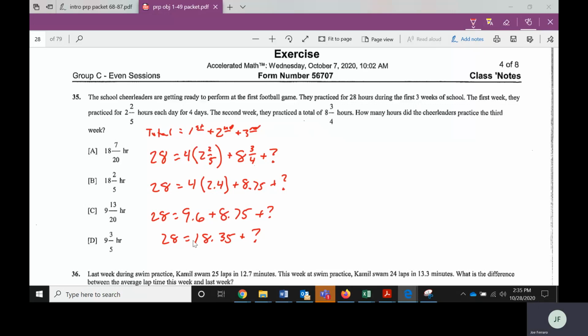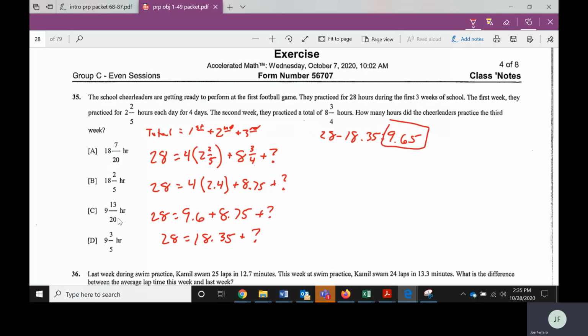So here, we're going to take this and we're going to subtract that. So 28 minus 18.35 is going to be 9.65. That's how much they practiced the third week.